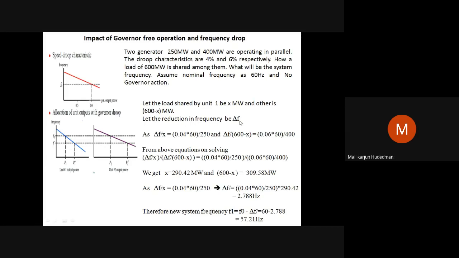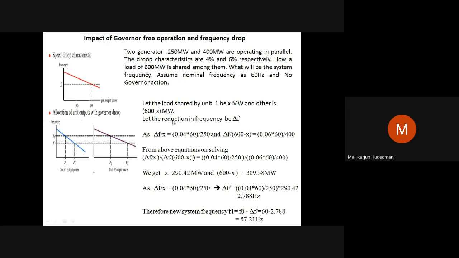We have a relationship. The frequency deviation noticed by these two generators in parallel, say delta F divided by X, the share of the first machine, is equal to, look into this, how the equations are written. Delta F divided by the share X of the first machine is equal to the first machine's droop nature. What is the droop nature? 4%, 0.04, 4% into the frequency. What is the frequency of the system? 60. So R, the droop, into frequency, divided by the capacity of the first machine.